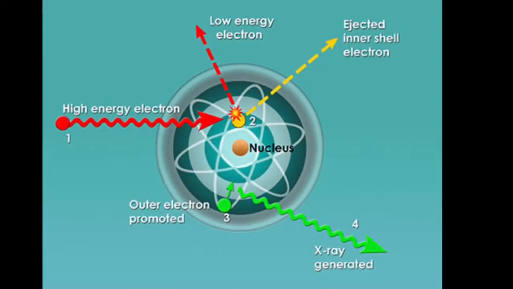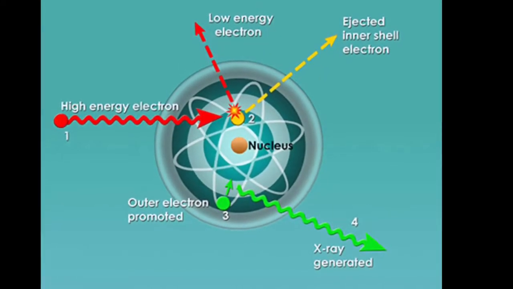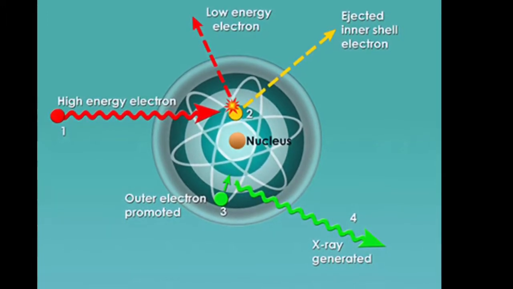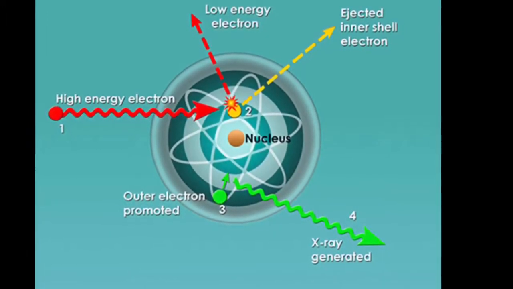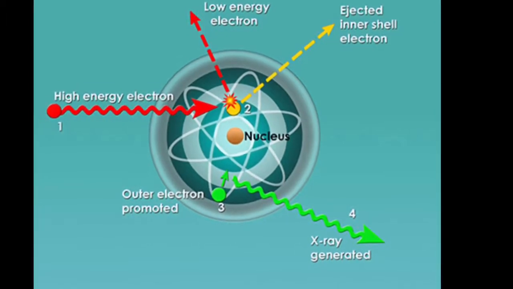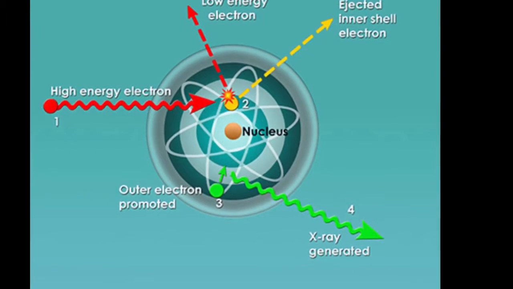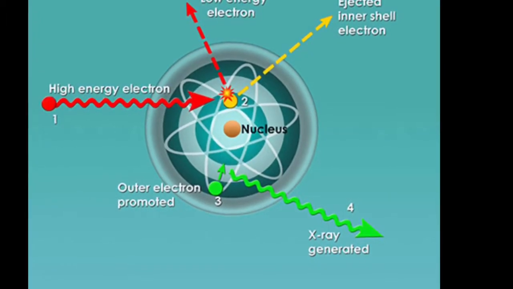The second type of X-ray generation, known as characteristic X-ray generation, happens when a higher energy electron collides with an inner shell electron, and both are ejected from the tungsten atom, leaving a hole in the inner layer. This is filled by an outer shell electron with a loss of energy emitted as an X-ray photon.